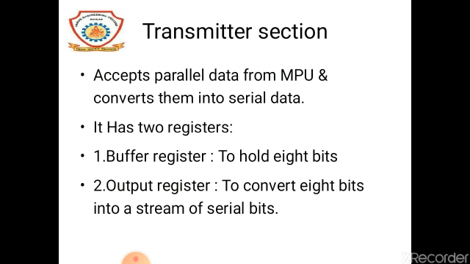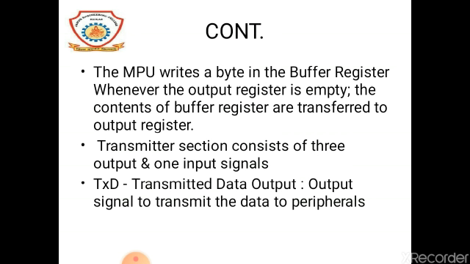Next is the transmit section. It accepts parallel data from the MPU and converts them into serial data. It has 2 registers. One is the buffer register, which is used to hold 8 bits. Second is the output register, which is used to convert 8 bits into a stream of serial data. The MPU writes a byte in the buffer register whenever the output register is empty. When will it work? Whenever the output register is empty, the contents of the buffer register are transferred to the output register.